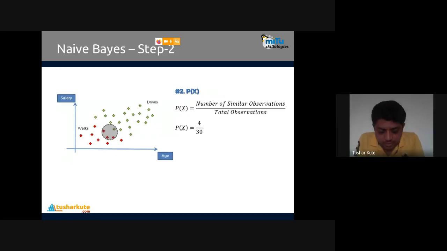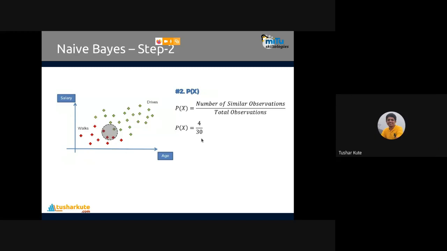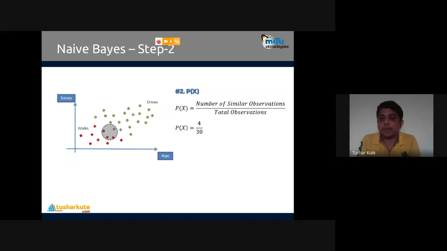Step number two: P of X. Probability of X means out of all the observations, how many are similar observations? Here we have X presented, and around it, how many similar observations are there? 4. So 4 divided by 30. Out of all observations, the ones similar and near to it are encircled. 4 are similar observations out of all 30. That is the probability of X.